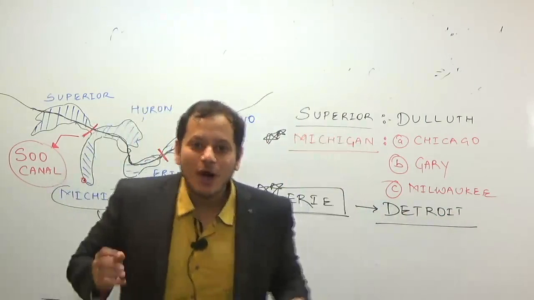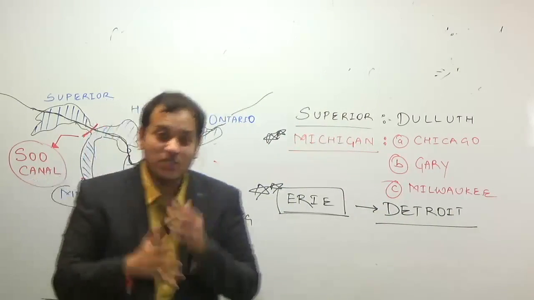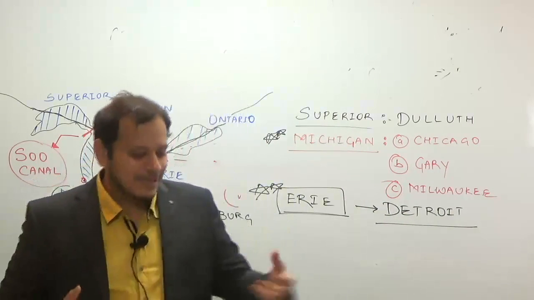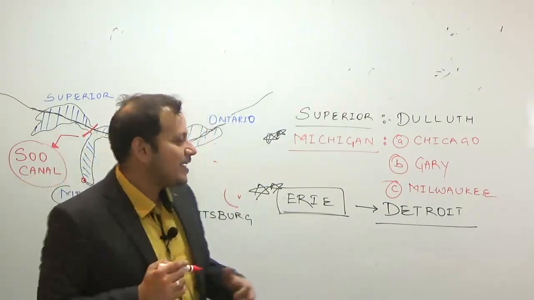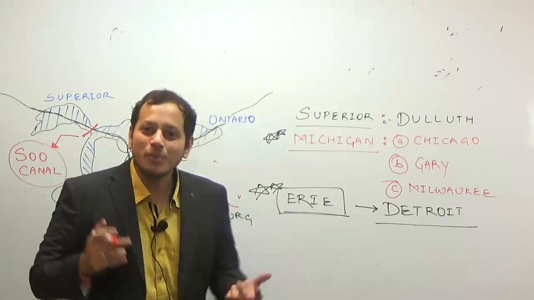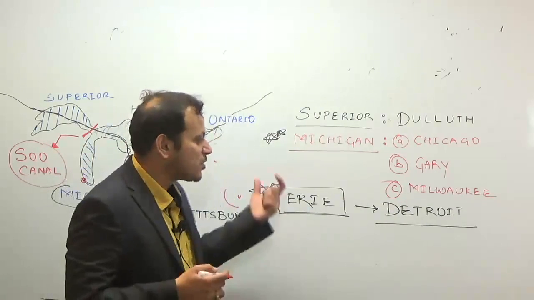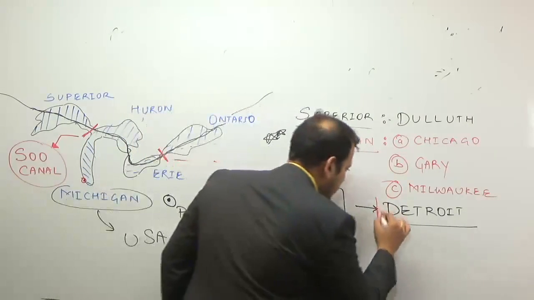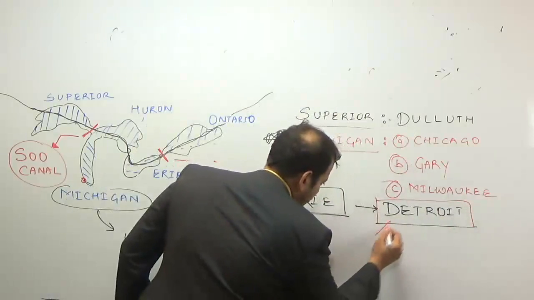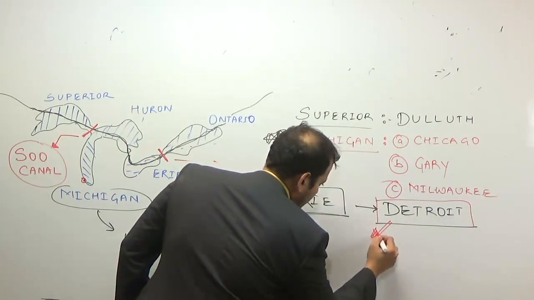Now tell me, why is Detroit famous? Especially boys, especially automobile lovers. Detroit is the automobile capital of the world. It is famous for automobile industry. So Detroit is the automobile capital of the world, famous for automobile industry.